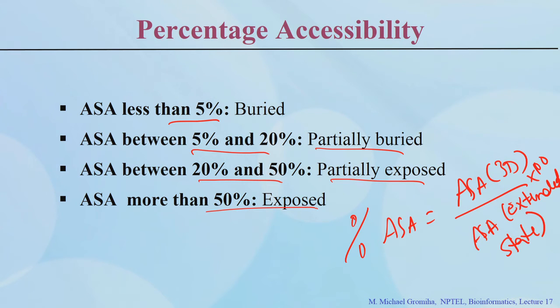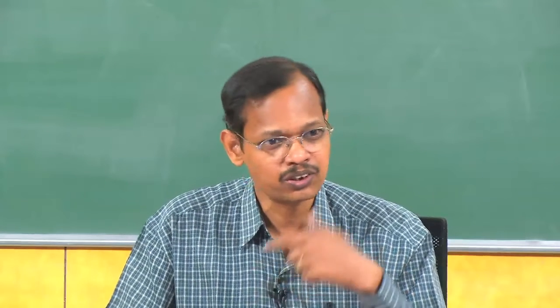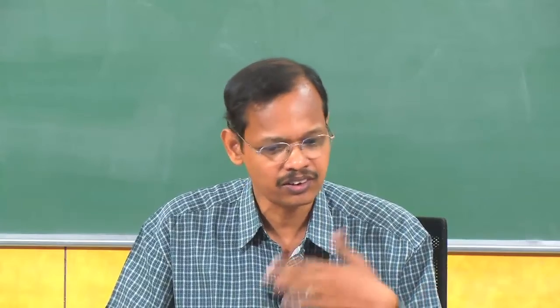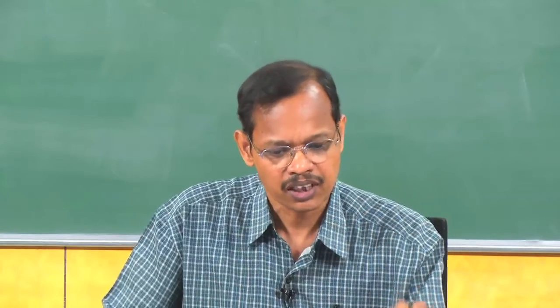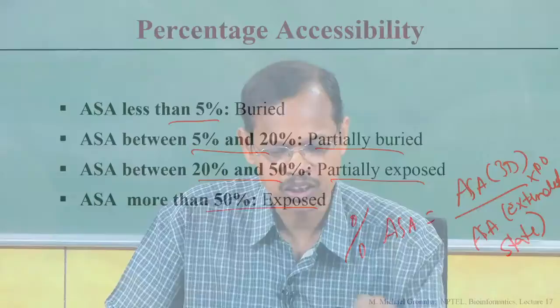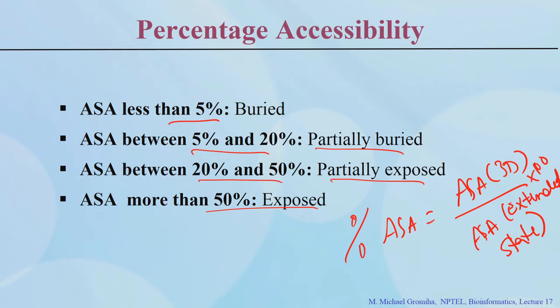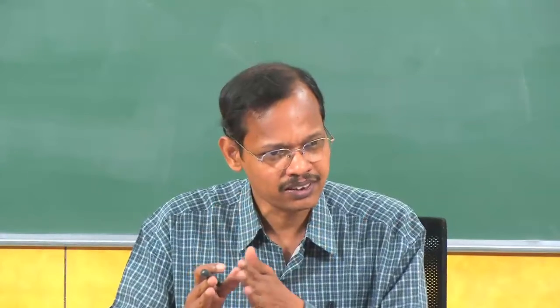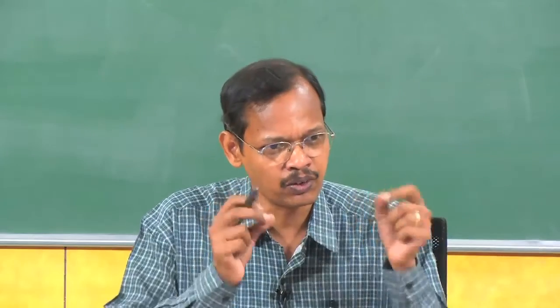These are the general values we use in the literature, but this is not very strict. Here also you can change your cutoff based on the type of application you use. Generally, if it is less than 5%, we call it buried. In some cases they use 2%, right, that is changeable. So, 5 to 20 is partially buried and 20 to 50 is partially exposed and more than 50% is exposed. So, this is how we can get the accessible surface area, convert it into percentage and you can do the analysis depending upon the location of each residue.